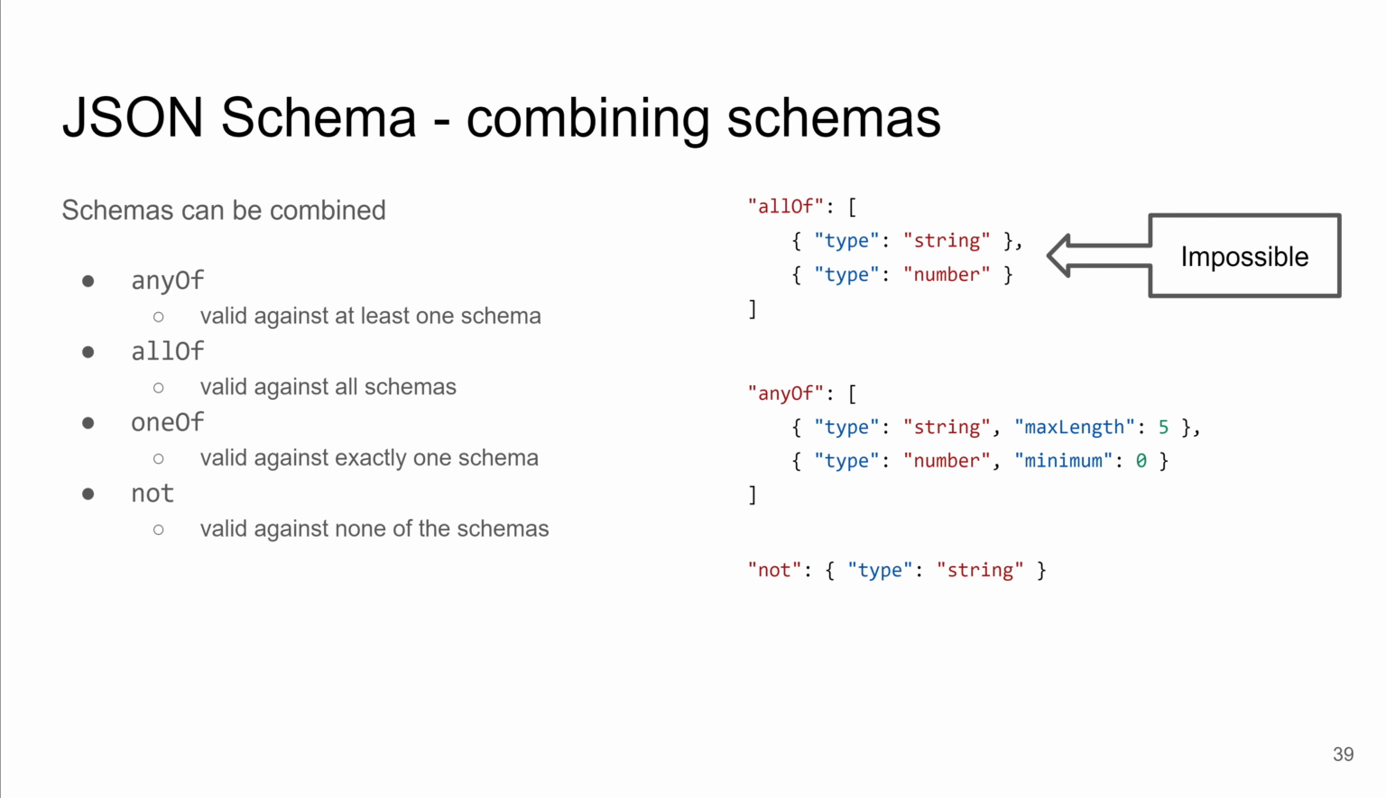So for instance, the first example is impossible because we say that a certain value needs to validate against all of the schemas in the array, where one of the schemas says that the value needs to be a string, and the other schema in the array says that the value needs to be a number, which is never true, so this schema is impossible. The second example says that the value needs to be either a string with length up to 5, or a number 0 or larger. And the last example says that the value must not be a string.